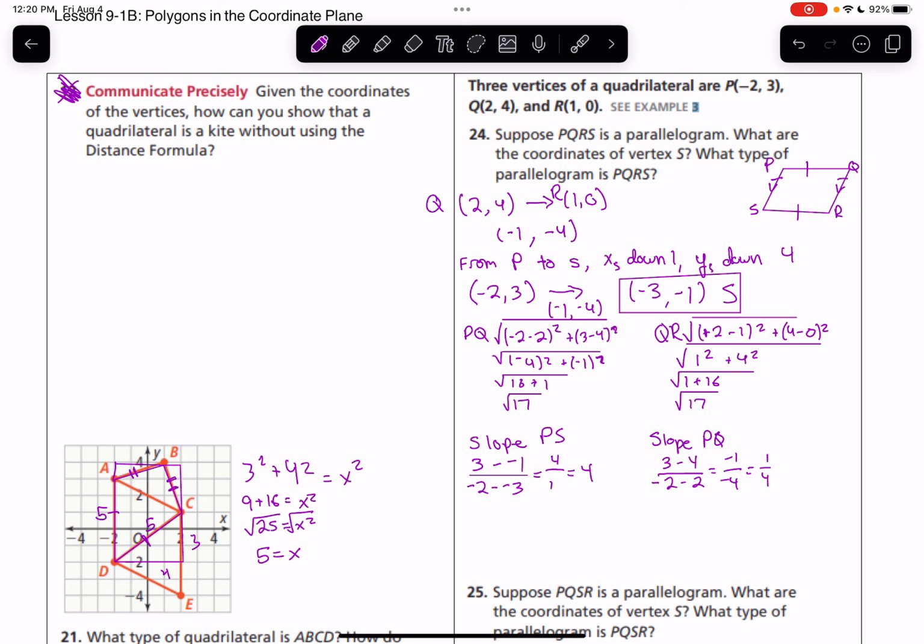Positive 4 and positive 1/4 are not opposite reciprocals, so this does not have right angles. It's not a square, but it is a parallelogram with all four sides the same length, so it is a rhombus.